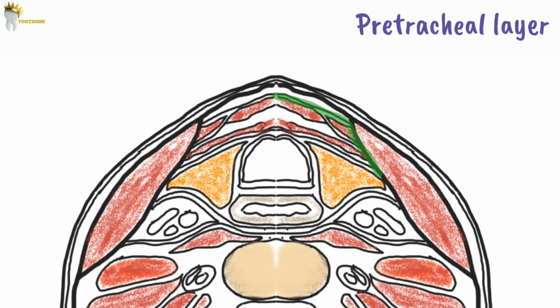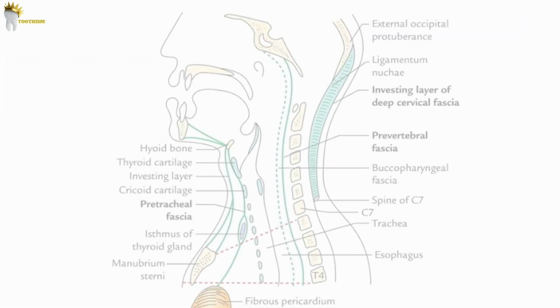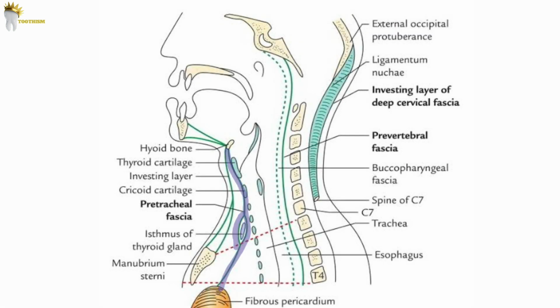Then there is the pretracheal layer. You can see this is the trachea. Trachea is in the anterior neck, so this layer is obviously situated in the anterior neck, and its extent is from the hyoid bone superiorly to the thorax inferiorly, where it fuses with the pericardium.